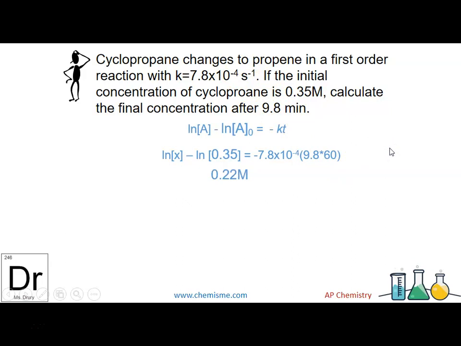We're going to solve a lot of these equations, but one thing that you should be aware of is when you solve this, you're going to be multiplying the right side together and then adding the natural log of 0.35.